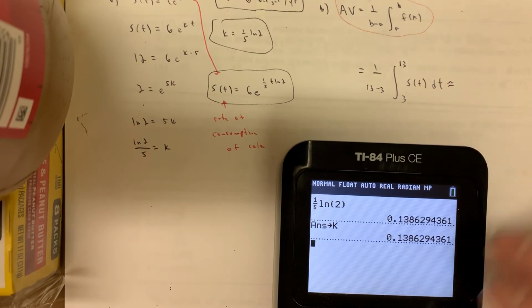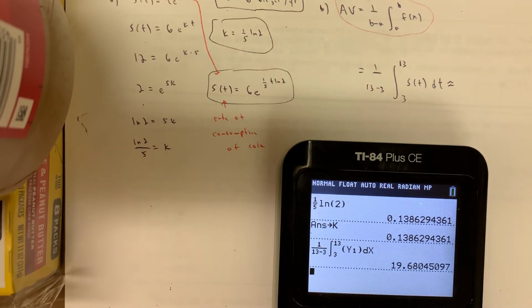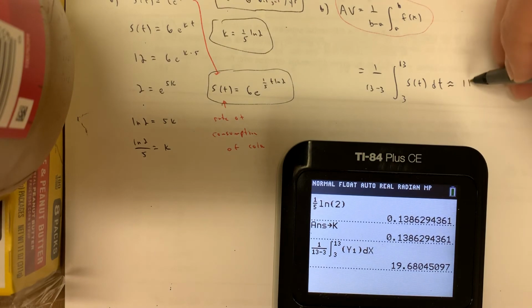Now I can set this up: alpha y equals, 1 over 10, but saying 1 over 13 minus 3 just looks so cool. Let's do the integral from 3 up to 13 of y1 with respect to x. They don't say anything about rounding, so my answer right here is approximately 19.680.